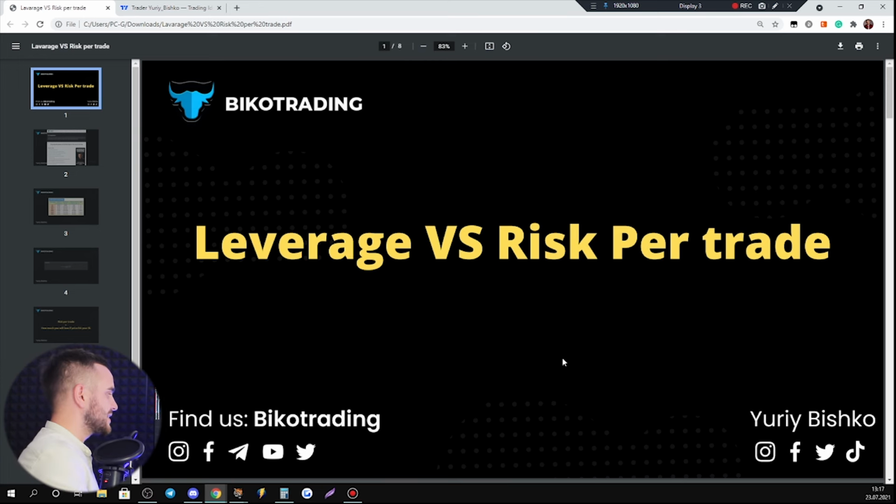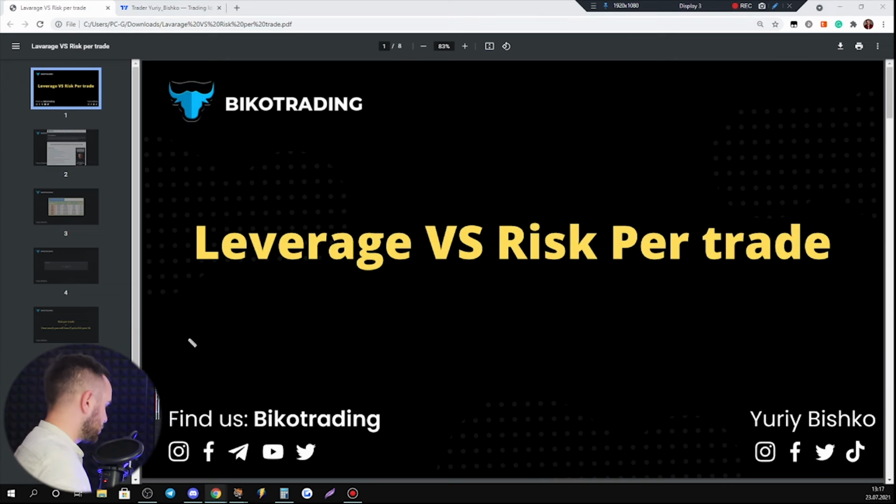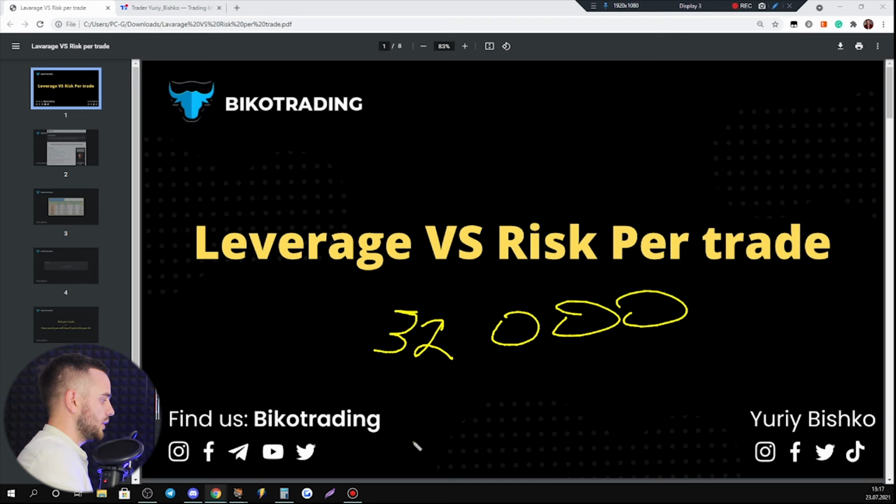First, what is leverage? Imagine that you would like to buy one Bitcoin, but at this moment Bitcoin costs 32,000, but on your account you have only 16,000. That means that you don't have enough money to buy one Bitcoin, but you want to. What do you do? The exchange gives you an opportunity to buy it with a smaller amount of money on your account and open a bigger position.